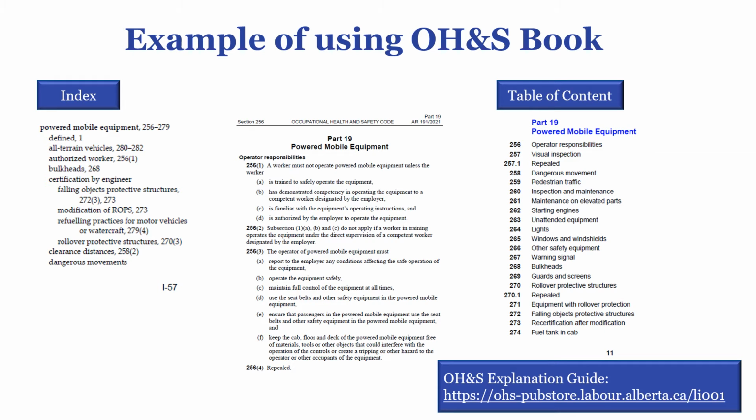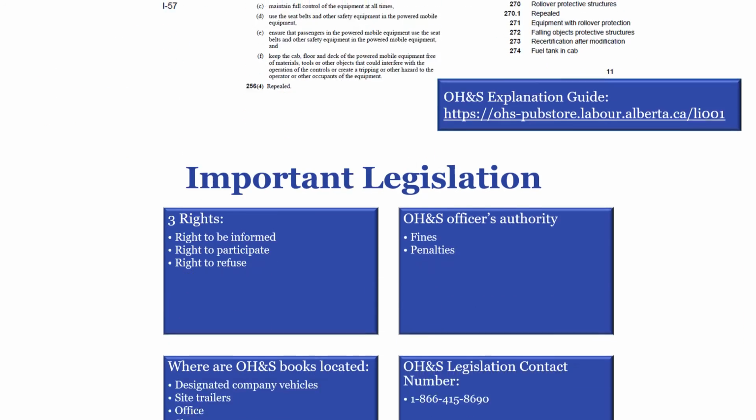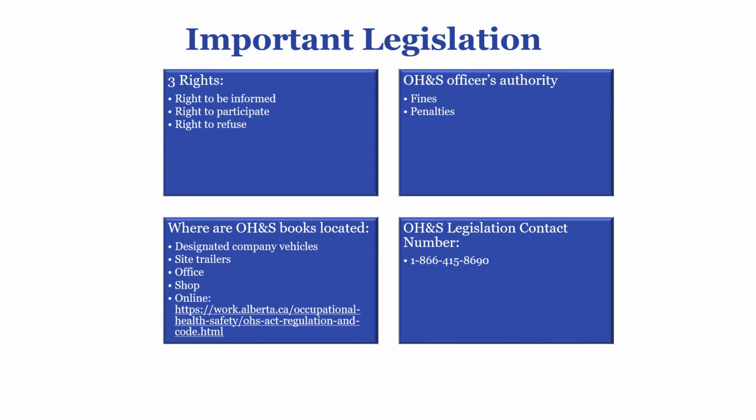If you find the information provided in the legislation book is hard to understand or unclear, there is an OH&S explanation guide that may clarify it for you. It can be found at the following web link. Important legislation. It is important that you are familiar with all aspects of legislation. This applies to every level of employee, from the top management to entry-level laborers.